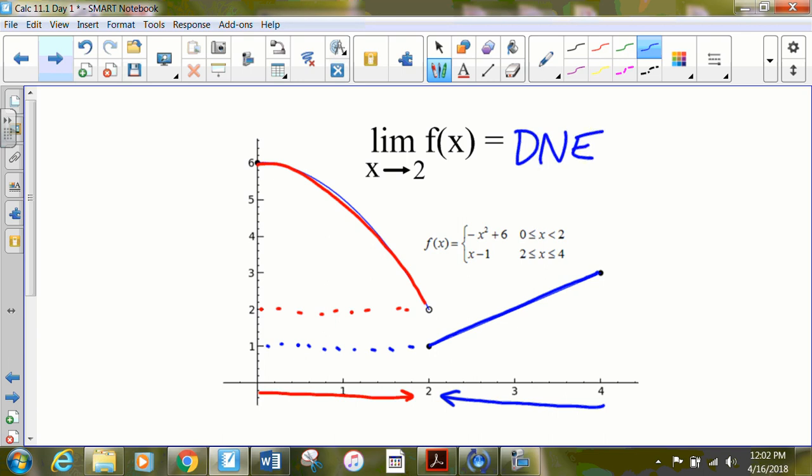Also, anytime we write DNE, we're going to write in parentheses why. And we can shorten this. We can say approaches 2 different values. How about that? Approaches 2 different values. So maybe we could shorten it even more. We'll know what we mean.